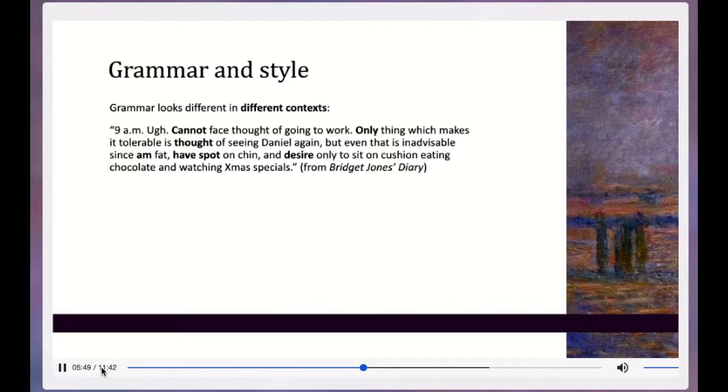Here we can find such things as omitted subjects, "cannot face" instead of "I cannot face," and "am fat," "have spot on chin," and "desire only to sit on cushion," instead of "I am fat," etc. Another informal grammatical feature is the omission of articles, "only thing" instead of "the only thing," "thought of seeing" instead of "the thought of seeing," and so on.